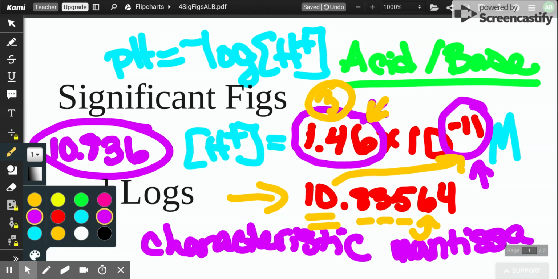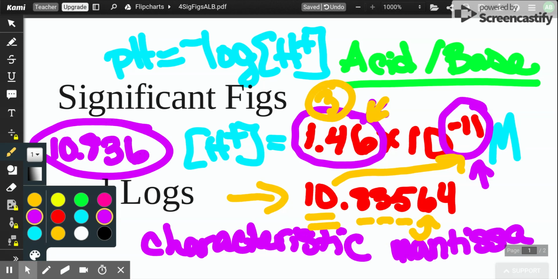So that's the quick and dirty on significant figures and logarithms. Again, instead of using that plus one, minus one sig fig trick, I find it helpful to know a little bit more information mathematically about the number before I start doing sig figs.